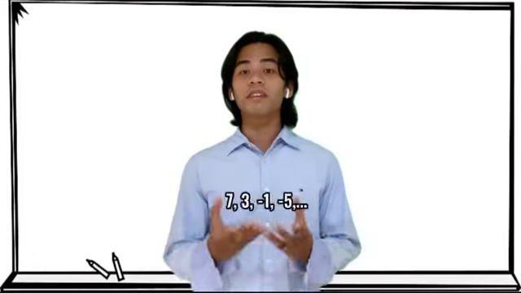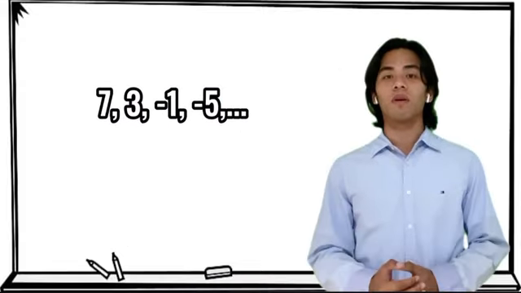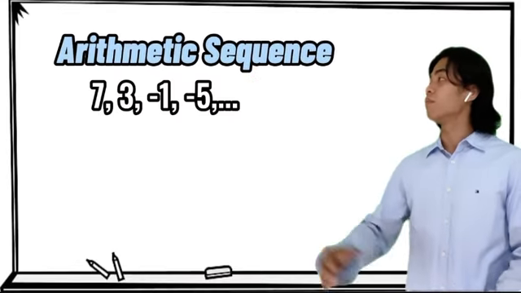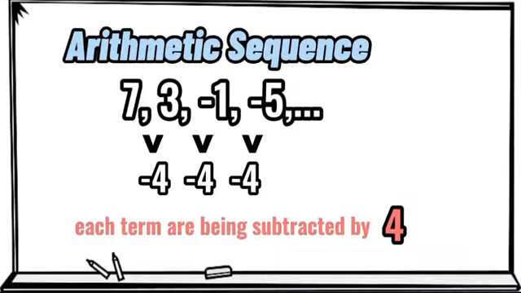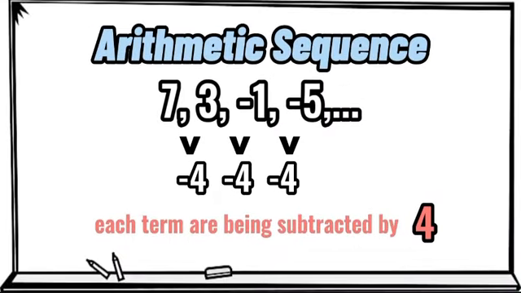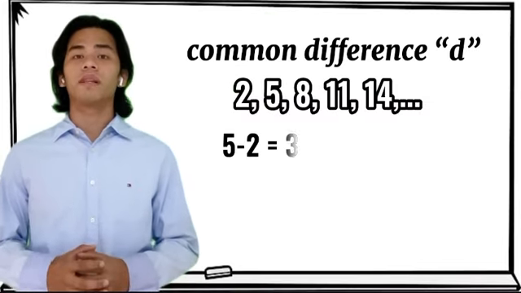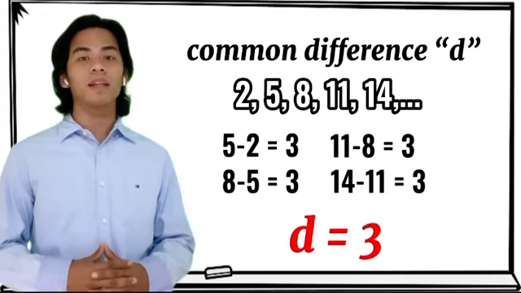And then another example. This is also an example of an arithmetic sequence because each term is being subtracted by 4. That constant number being added or subtracted at each stage of an arithmetic sequence is called the common difference, because if we find the difference of the successive terms, we will always get this common value.